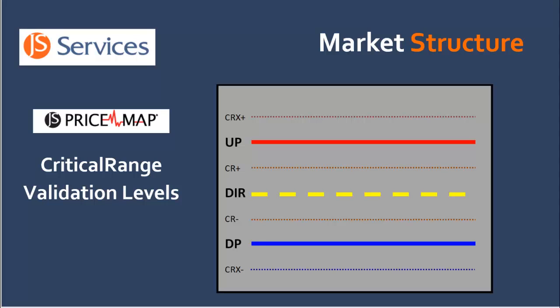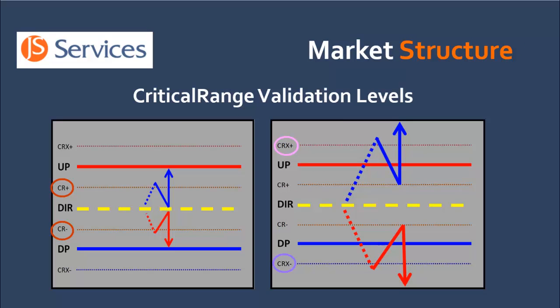The DIR, directional, is the midpoint of the critical range and typically a classic pivot point that identifies the directional bias. When the R level is equal to the directional, it identifies the focal point for the initiation of a new market trend move. Validation levels confirm change in market state. The CR plus and CR minus define the midpoints, not necessarily symmetrical, between the UP and the DIR, and the DIR and the DP. These levels validate momentum shifts from the directional and should be used to confirm a directional R bias. So once the CR plus is breached, it confirms a positive R level bias up to the UP.